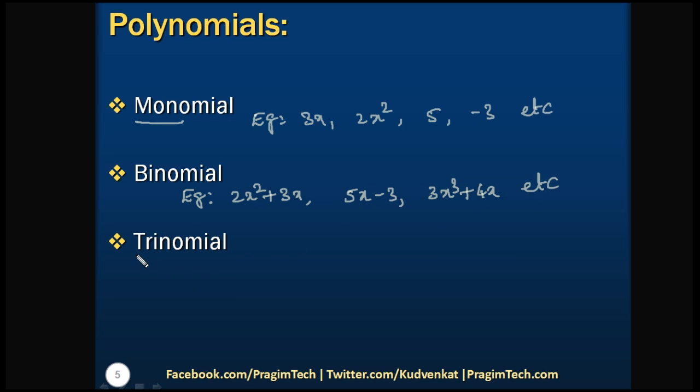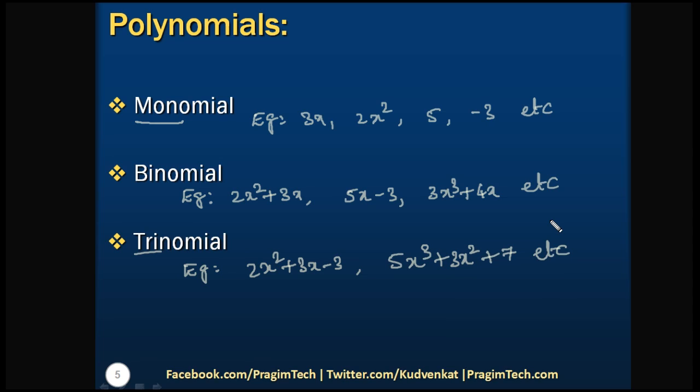Third one is trinomial. The word itself indicates that we will have three terms: 2x square plus 3x minus 3. Or one more example is 5x cube plus 3x square plus 7, etc. So based on the number of terms, polynomials can be monomial, binomial and trinomial.